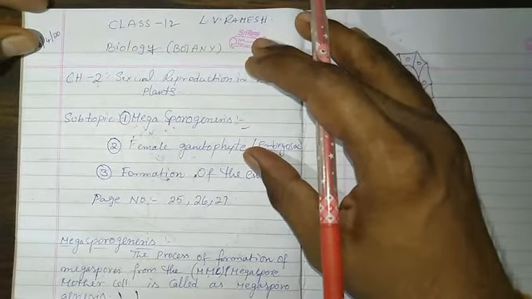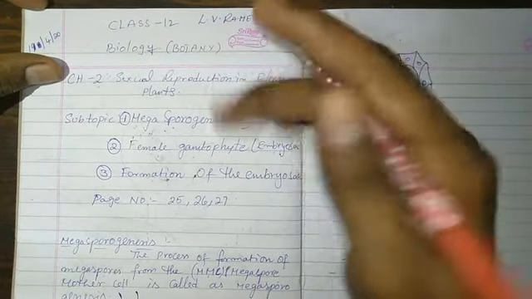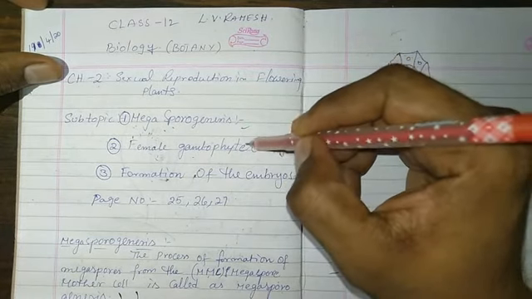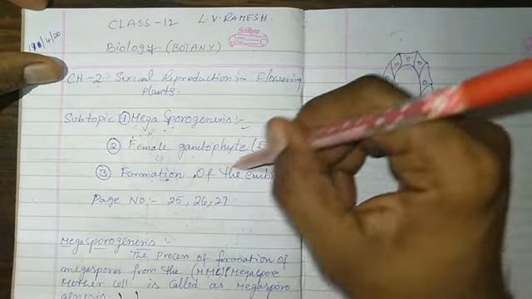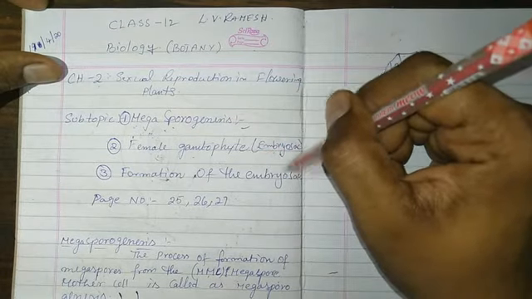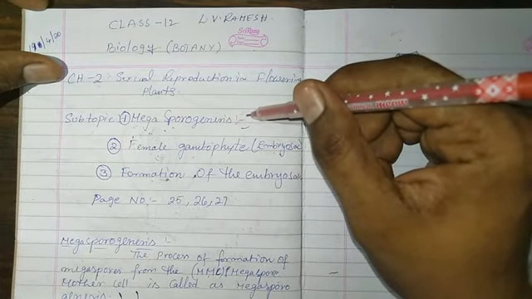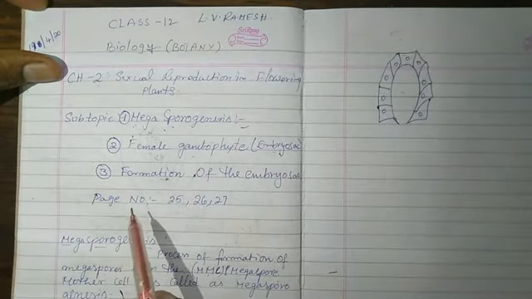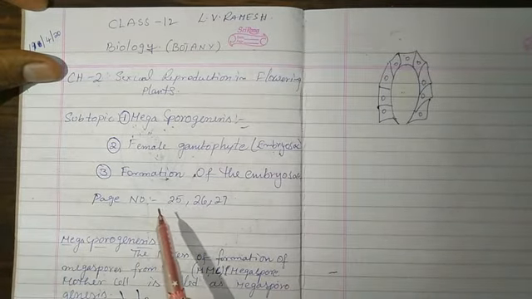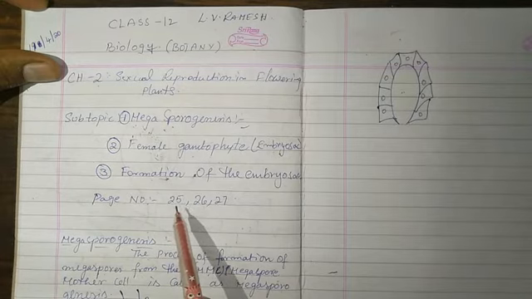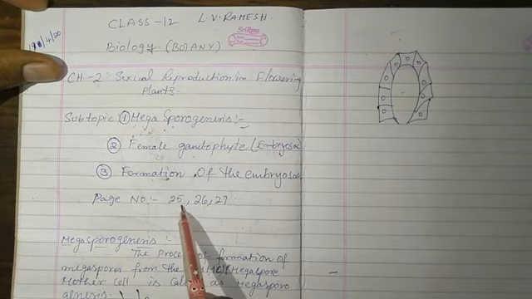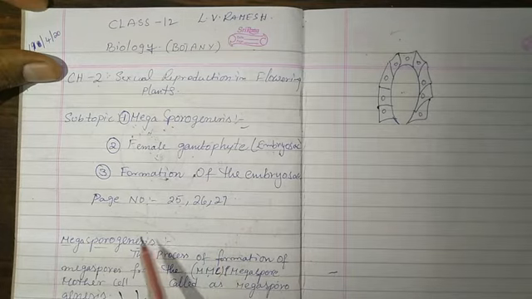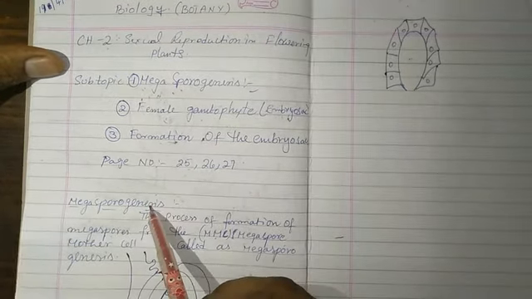Hi everyone, in this session we will discuss megasporogenesis, female gametophyte and the formation of the embryo sac. So let us start with megasporogenesis, and the page numbers you have to remember. These all belong to these three pages, page number 25, 26 and 27. And let's start with megasporogenesis.